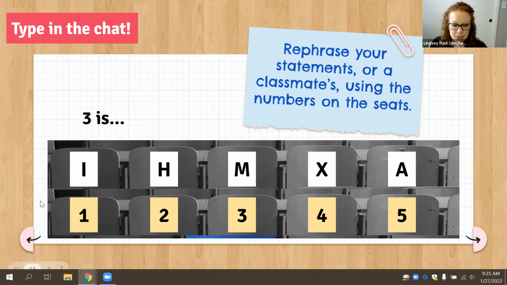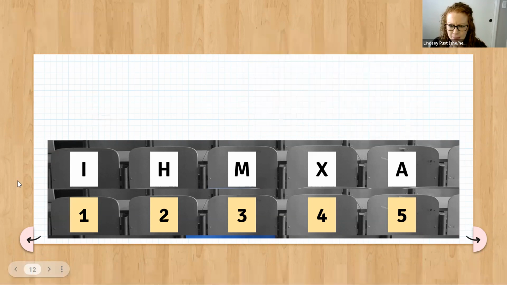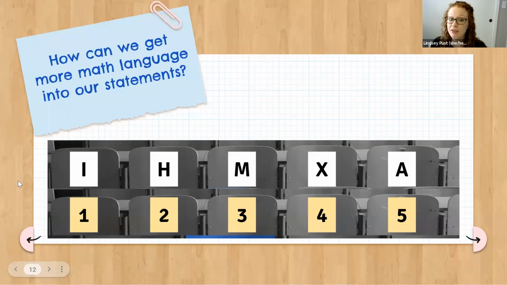Okay, that's awesome. So thank you for sharing those. Now, 3 is in the middle between 2 and 4. Okay, so there were a lot of us that said middle, right? So I'm now going to give you some math language. I'm going to give you some vocabulary words that we can use to describe where 3 is. These are just a few. There are more, but we're going to focus on 4.